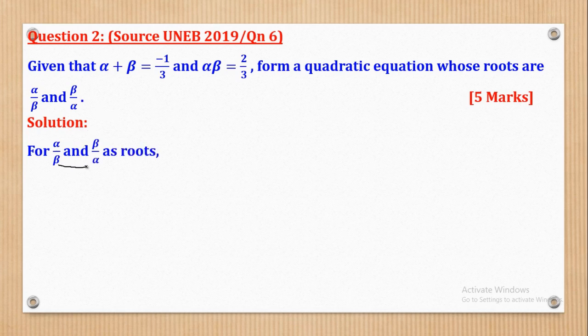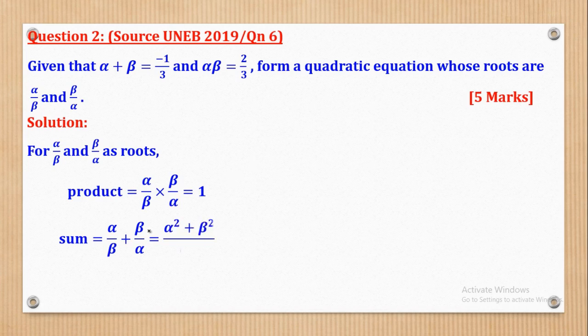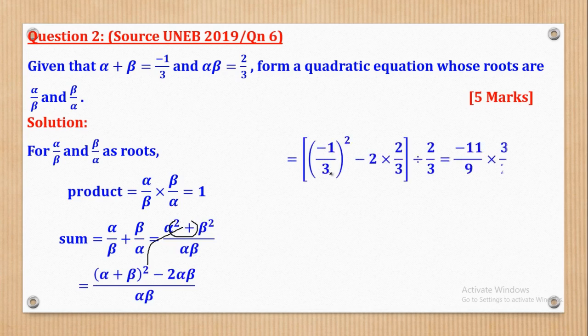So for this and this as roots, we shall see that product of roots will be this, multiplying the 2. So this cancels and this cancels, that's why you see 1 here. What about sum? Sum of roots, you get LCM to come up with that. Then this one can be expanded to come up with this. Then you can now substitute to come up with negative 11 over 6 as your sum of roots.